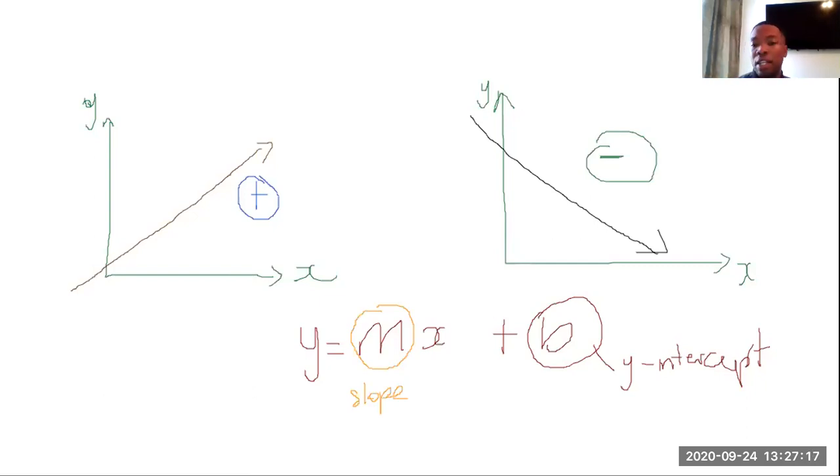All right, let's look at finding the slope. The slope is defined by the rise over the run, or we could say y over x. The slope is the constant of proportionality.